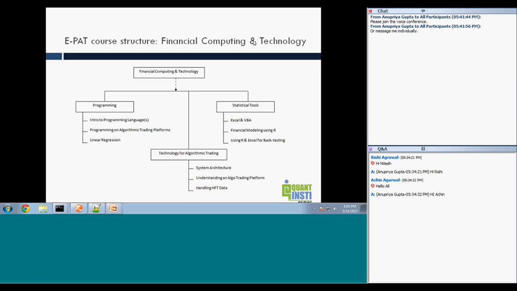Then the statistical tools, which are Excel and VBA. We start with Excel because that is what most people are familiar with, but we very quickly move on from that as well, because that is not what you'll be using in practice. If you're doing it specifically for HFT, that's when we quickly move towards financial modeling using R, and then we use R and Excel for backtesting.